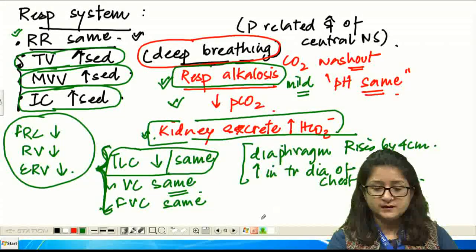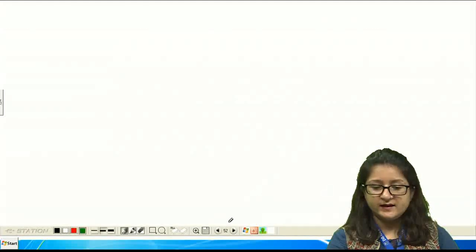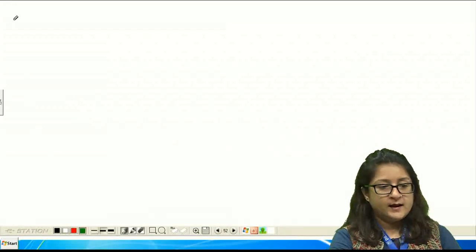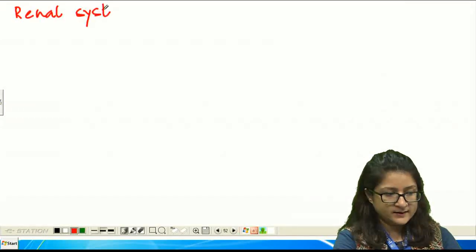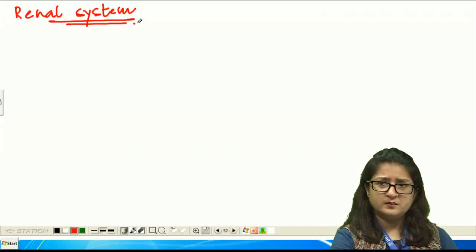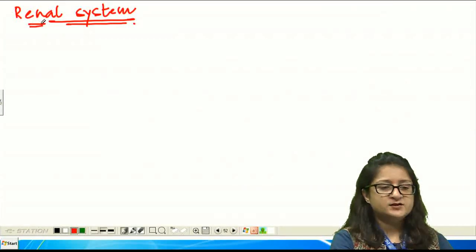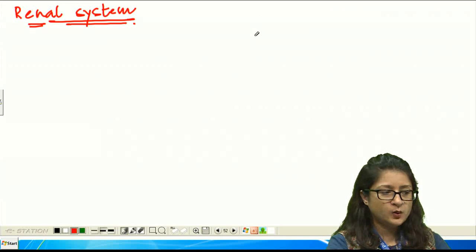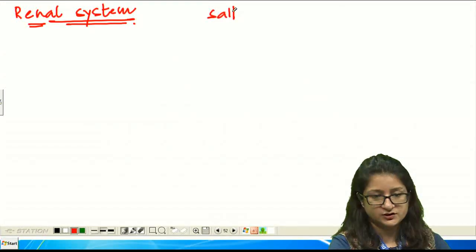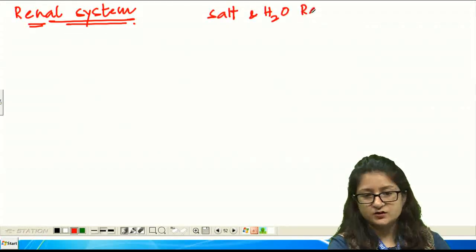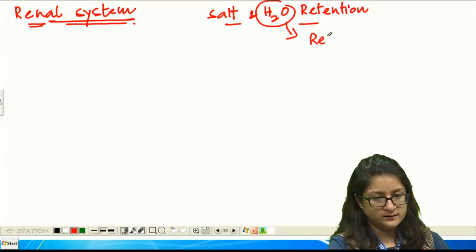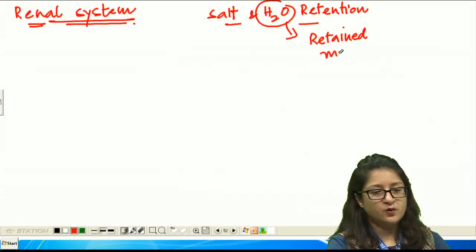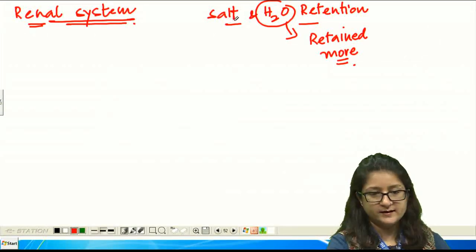Now let us talk about the renal system, because kidneys play an important role in the maintenance of fluid balance. There are certain changes in the renal system, because the renal system manages changes like salt and water retention. We know that in pregnancy there is salt and water retention, and the water is retained more as compared to salt, and both of these happen via the renal system.